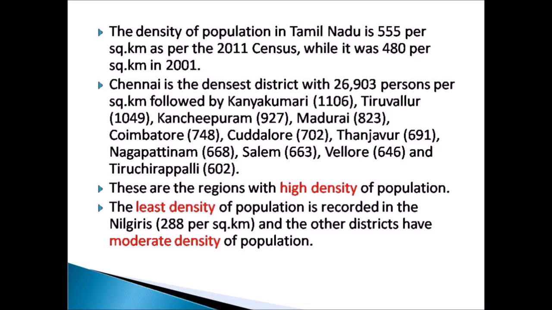Next comes Kanchipuram, Madurai, Coimbatore, Cuddalore, Thanjavur, Nagapattinam, Salem, Vellore and Tiruchirappalli. These are the regions with high density of population. The least density of population is recorded in Nilgiris with 288 persons per square kilometer. The remaining districts have moderate density of population.